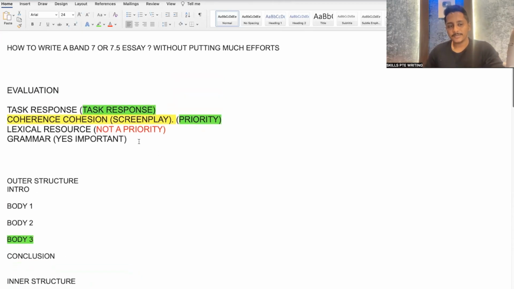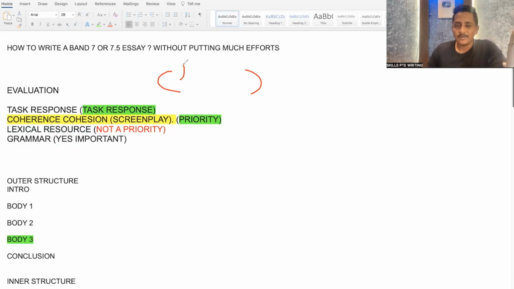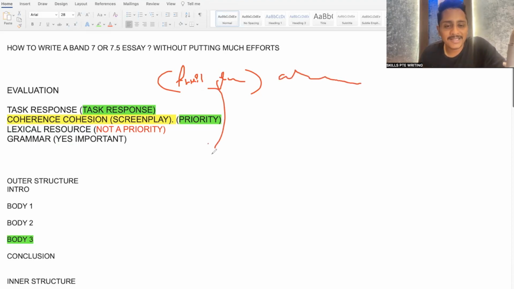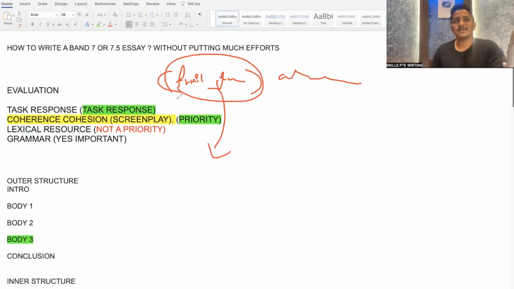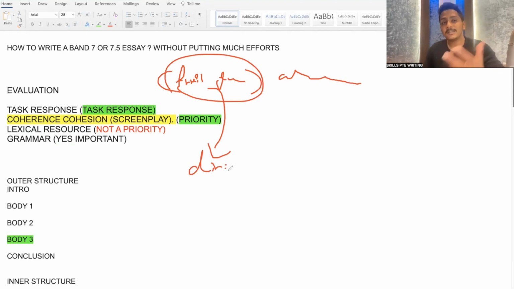So now we understood the evaluation about task response, coherence. What is lexical resource? Some people say avoid using a synonym, but we say avoid using the same words, use a synonym. Let's say the question is, fruit juices are very good for health, blah, blah, blah. Now we're writing an essay. Don't write fruit juice. Probably you can say drinks made from fruit. That's a synonym. So that is lexical resource.